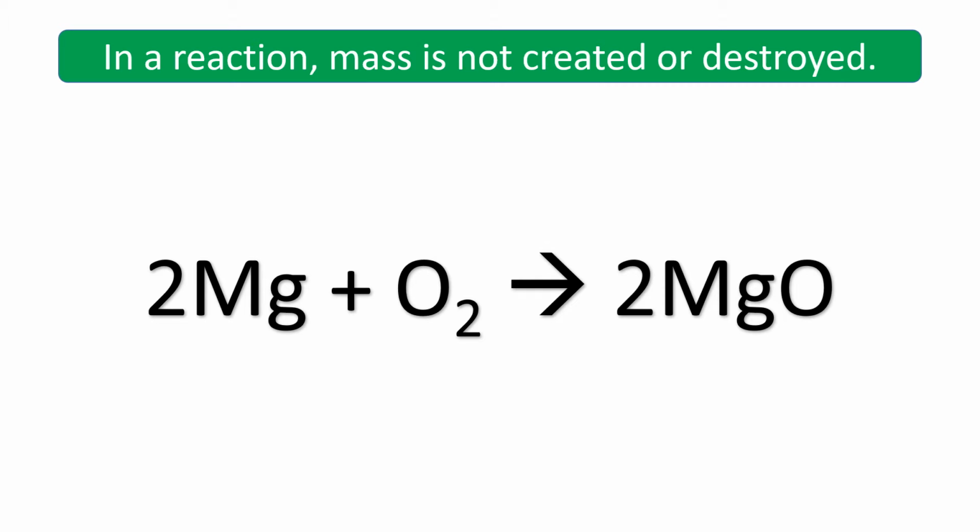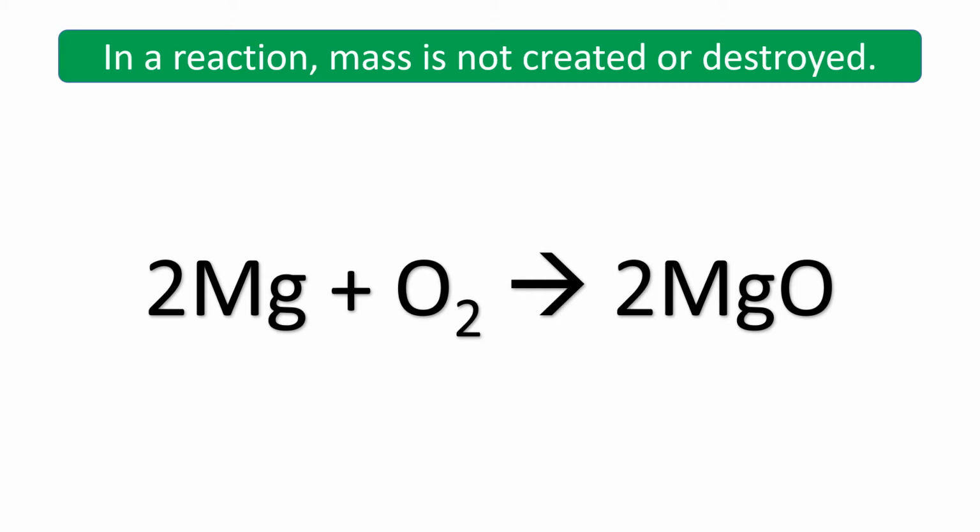Now this is a balanced symbol equation. I've got two magnesiums on the reactant side and two magnesiums on the product side, so that has been conserved. And I've got two oxygens on the reactant side and then two oxygens on the product side as well. So the atoms are being conserved. This is how conservation of mass works in a balanced symbol equation. You would have the same number of each type of atom on both sides of the equation. And that's conservation of mass.